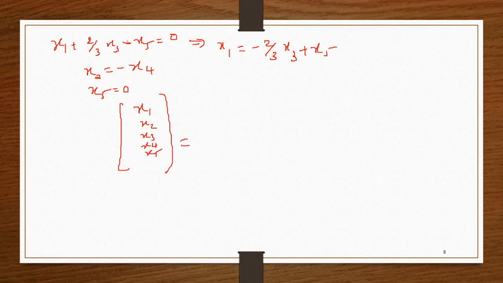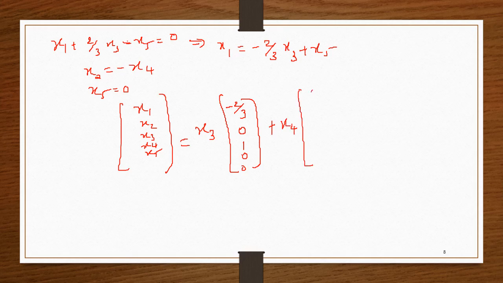will be equal to, free variables are x3, so we can write it as x3 times, here we have x1, for which the coefficient is minus 2/3, x2 is 0, x3 is 1 because we are writing it in the free variable x3, x4 is 0, x5 is 0, plus x4 times 0, x2 is minus 1, x3 is 0, x4 is 1, as we write it in x4, x5 will be equal to 0, plus x5 times 1.